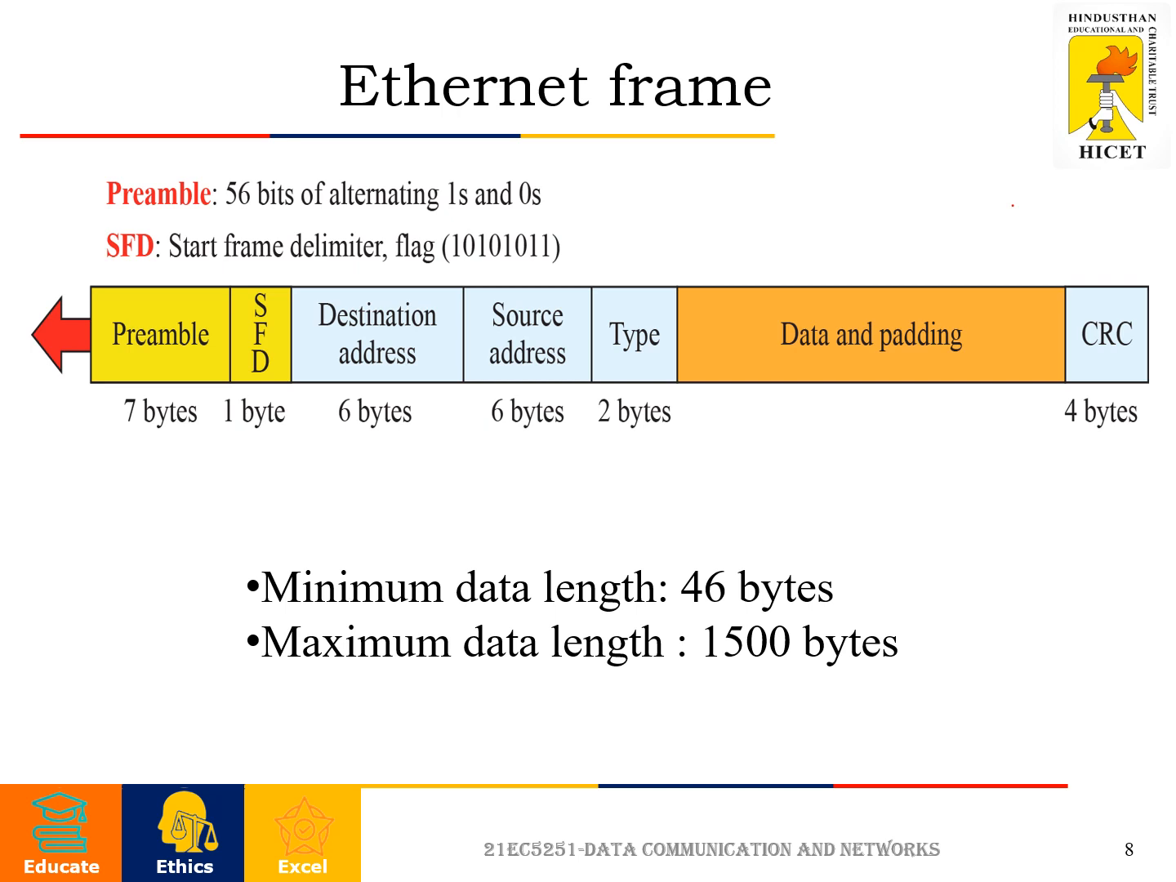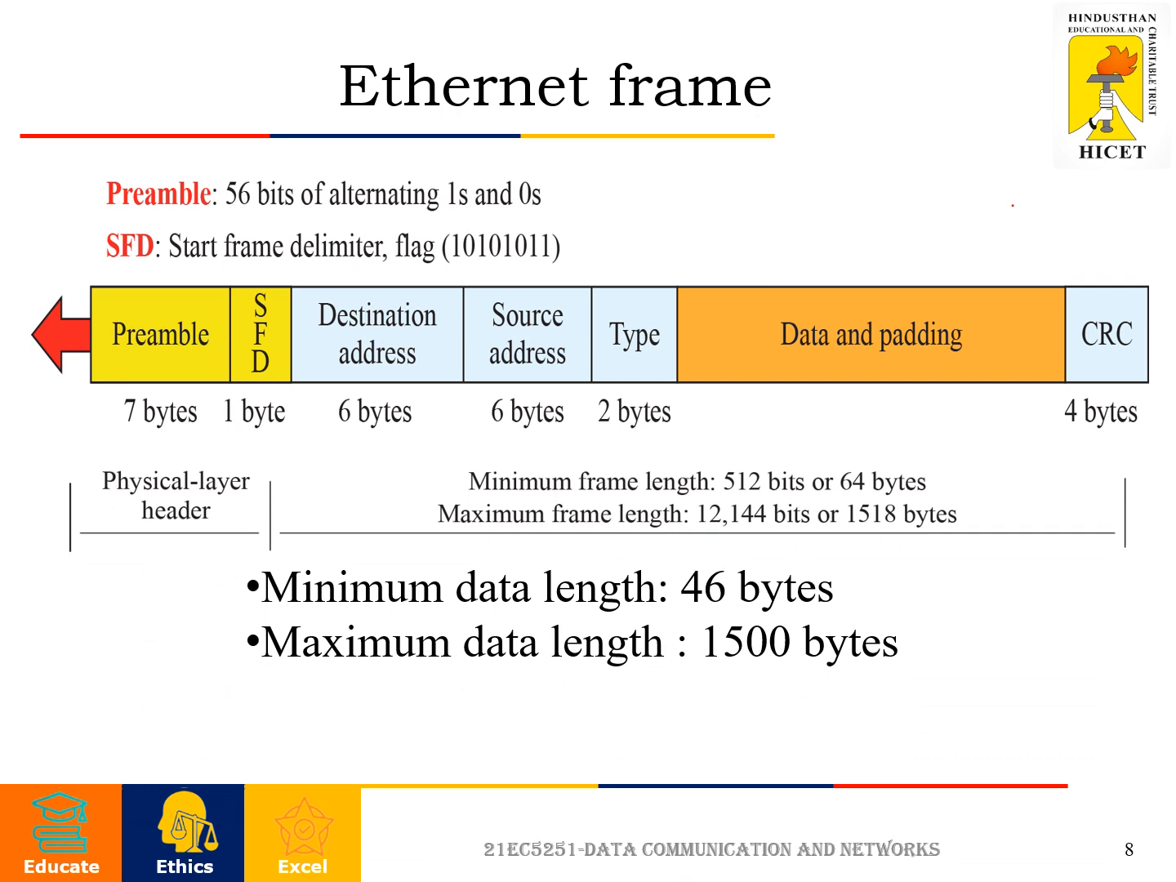The source address is also 6 bytes. The next one is type, which is 2 bytes. The next one is data and padding. Here the minimum data length is 46 bytes and the maximum data length is 1500 bytes. And the last field in the frame format is CRC, cyclic redundancy check, which is 4 bytes. This part is the physical layer header, and from here to here is the IEEE 802 standard frame format.